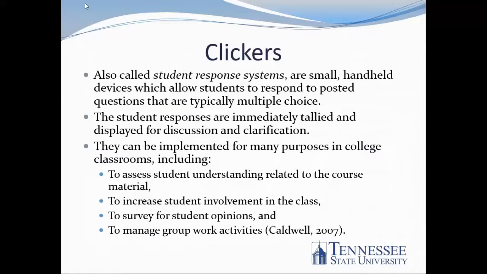And then at that point, we can engage in discussion, or we can clarify if there were any mistakes made. The active learning technique that we often used with clickers was think, pair, share. It's a cooperative learning technique where the students would work individually. They would think about the problem, and then they would work with their table mate, and they would share their answers, and then we would discuss the problem to see if there was any further clarification needed. Clickers can be used for a variety of purposes: to assess student understanding of course material, to increase student involvement in the class, to survey student opinions, and to manage group activities.